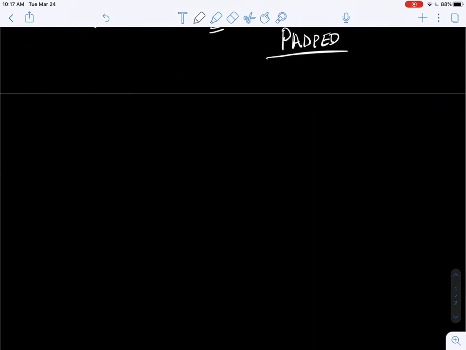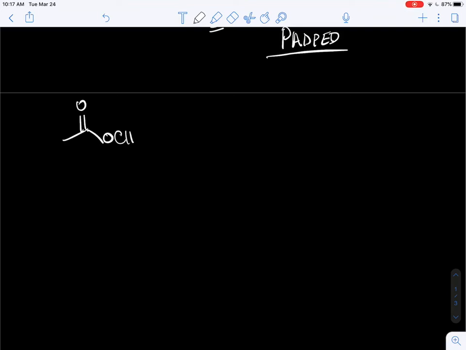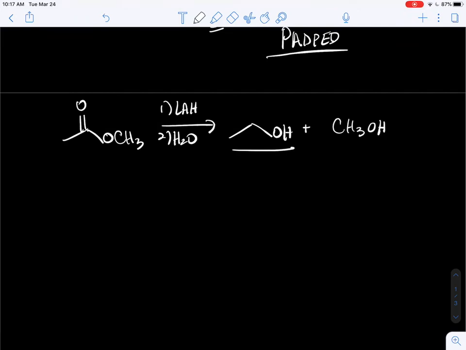Okay, so when we think about what other reactions carboxylic acids can undergo, esters can undergo, we can also think about reductions. So lithium aluminum hydride can react with the ester to give you two equivalents of an alcohol. This alcohol from the acid and this alcohol from the alcohol part of the ester, okay?